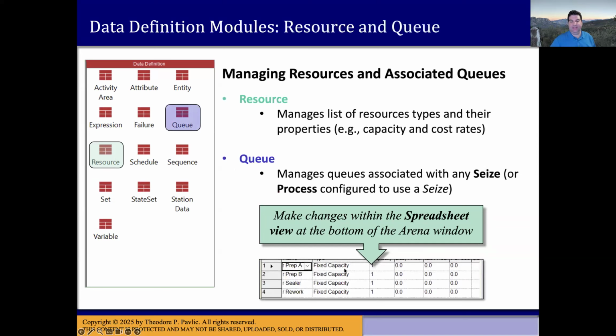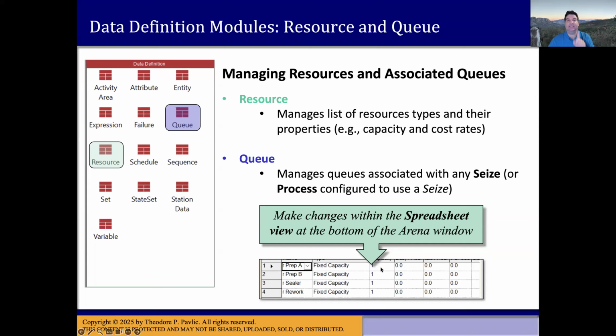The resource tab defines all of the types of resources, again, prefixed with an R in this case. And so these resources are the things that, when you go into a Process block or a Seize block, in order to do an activity, you need to make sure these resources are available. These resources are all configured as having a fixed capacity of 1, which means that once you've used one of the prep A resources, if it's currently being used and another entity needs it, they have to wait in a queue. They can't get access to it.